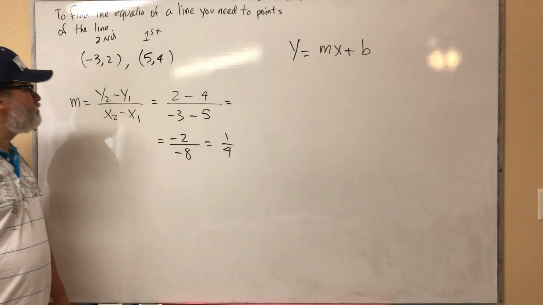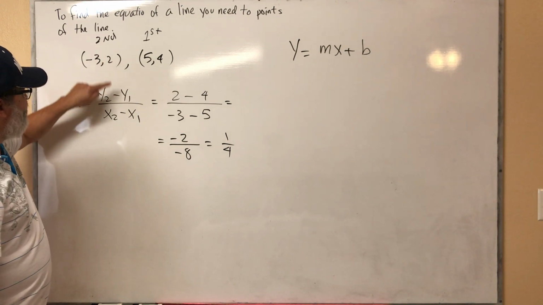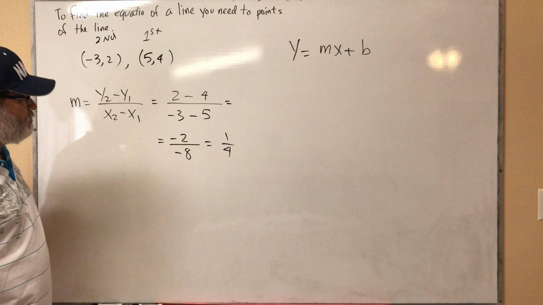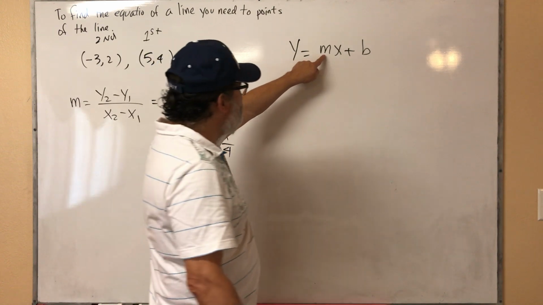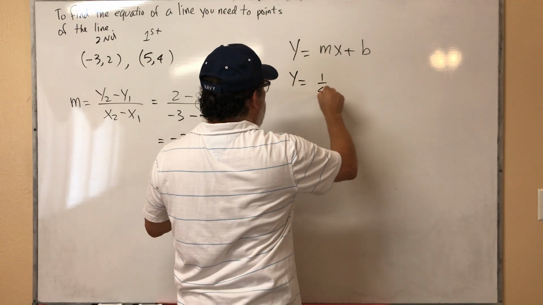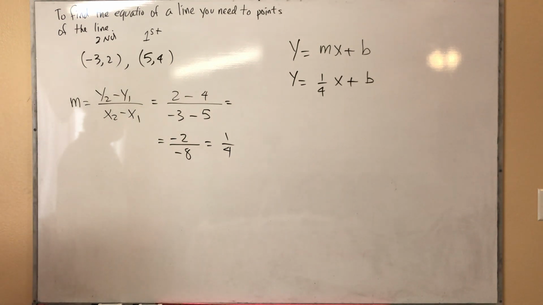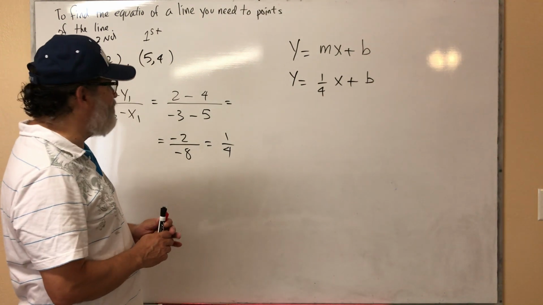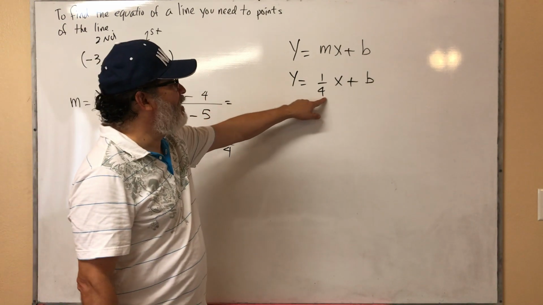Hey, we got the slope. Doing it the other way, y2 minus y1 is 2 minus 4 over -3 minus 5, and there you go. Now that you found this part, y equals 1/4 x plus b. Now you have to find b. How do you find b? To find b, you need a point. Use one of those points, plug it in, and you find b.